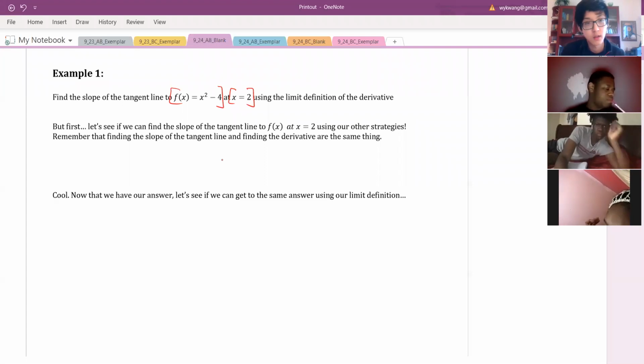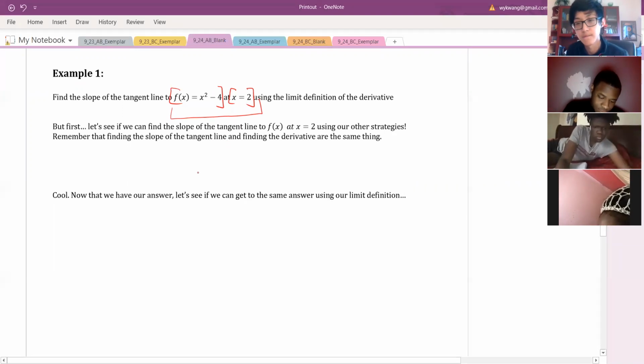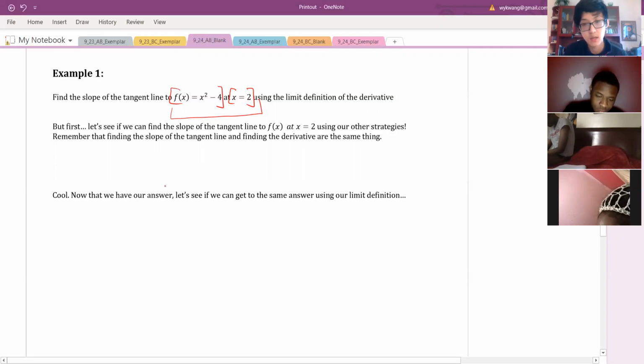So we're forgoing all of the complicated stuff we're learning, and I'm just asking you to find the derivative of this at x equals 2. And once you get your answer, please chat me.